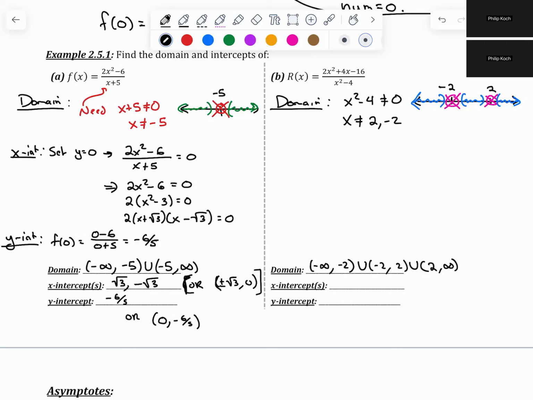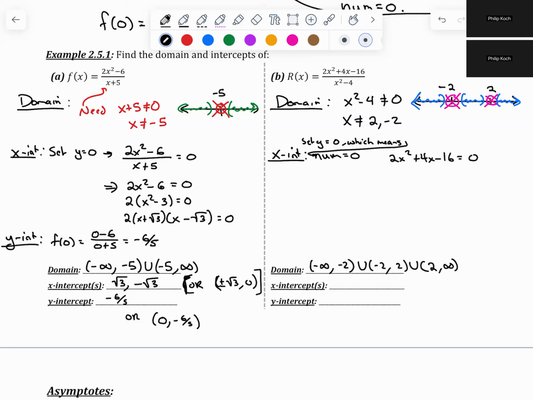So, that's the domain. Then we'll do the x-intercepts. Now, I could say set y equal to 0, which is correct, but really when it comes to a rational function, all you need to do is set the numerator equal to 0. Setting y equal to 0 means you're going to set the numerator equal to 0. That is 2x squared plus 4x minus 16 is equal to 0.